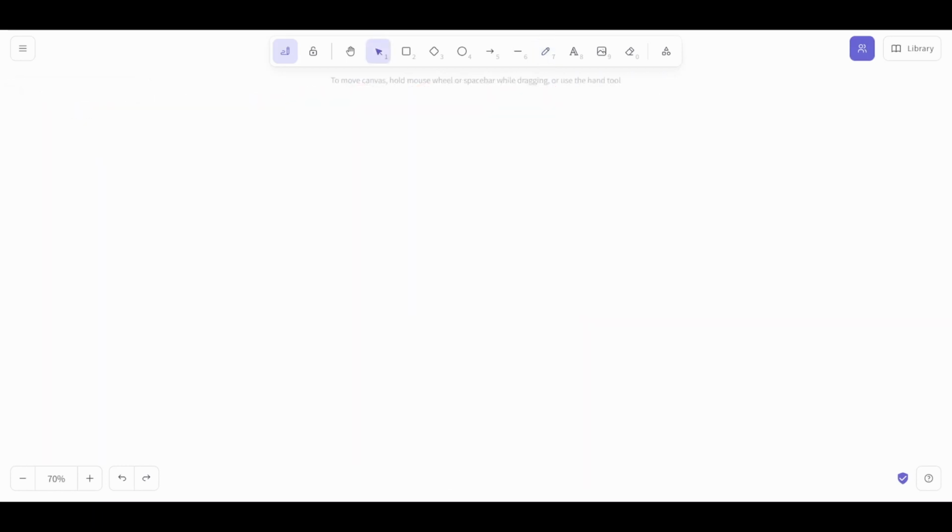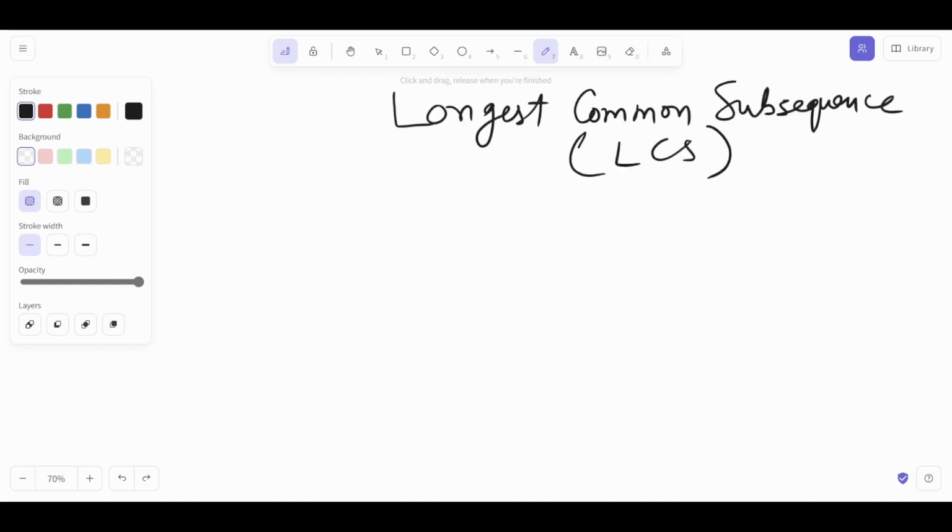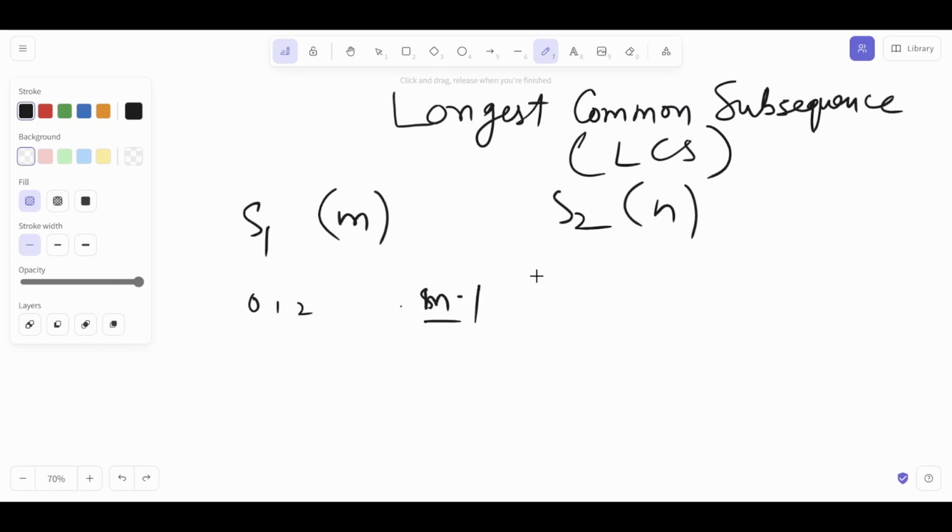Although LCS is a very standard problem, I will still try to explain how we approach the LCS problem, or longest common subsequence problem. Suppose we are given two strings S1 and S2. S1 is of length m and S2 is of length n, and we want to find the longest subsequence which is present in both of these strings. There is a simple substructure we can see, that is, if we pick the last character of these two strings, indexed 0, 1, 2 up to m minus 1 and 0, 1, 2 up to n minus 1.